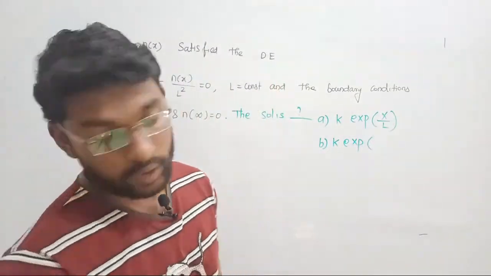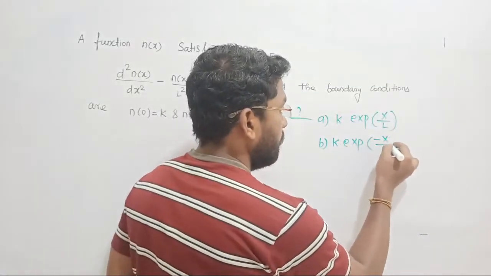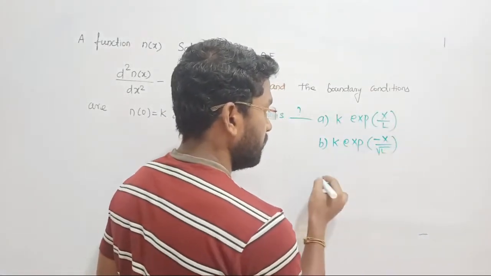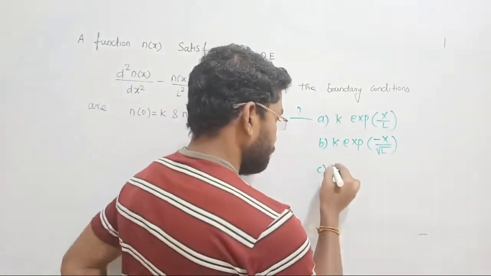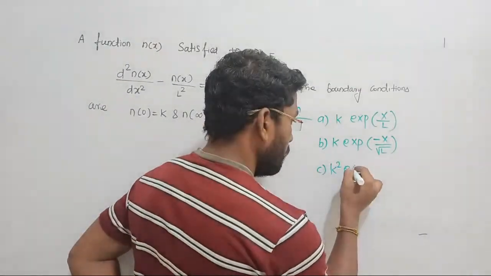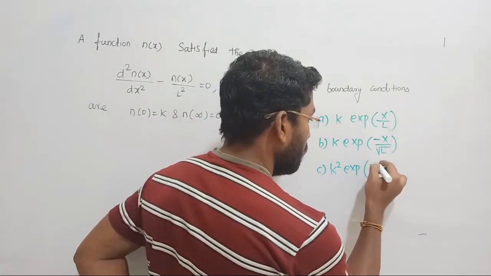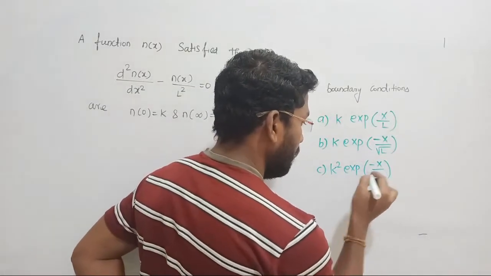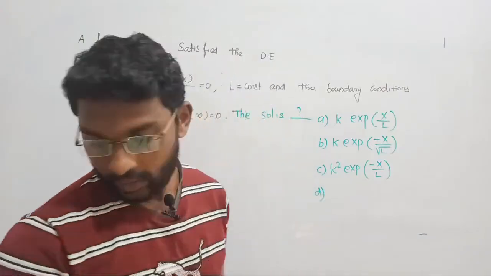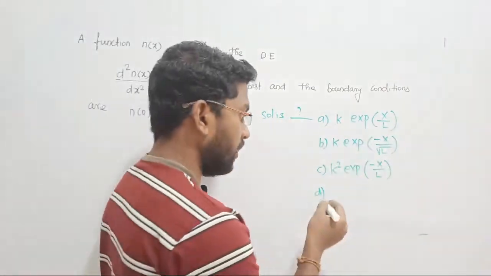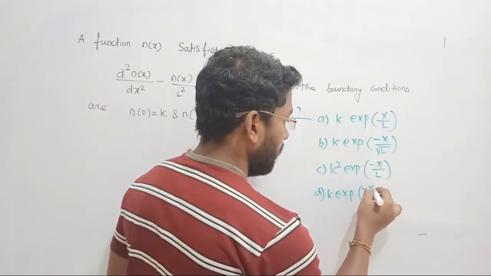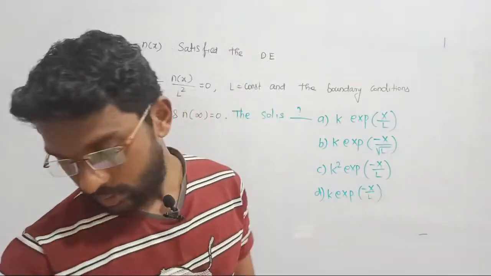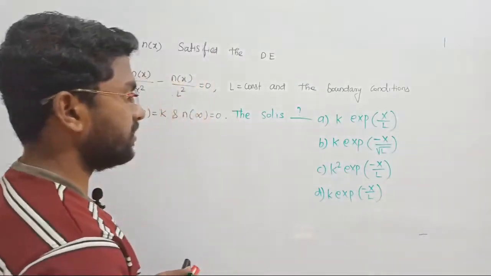Exponential of minus x upon root of L. Option B. They said in option C, k square into exponential of minus x upon L. Option D, they said k into exponential of minus x upon L.